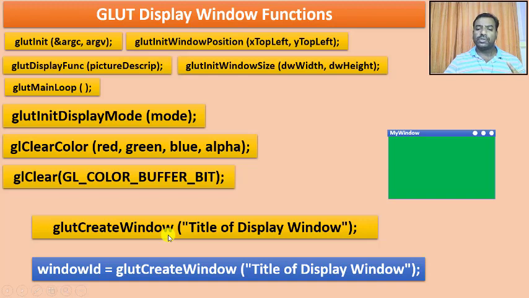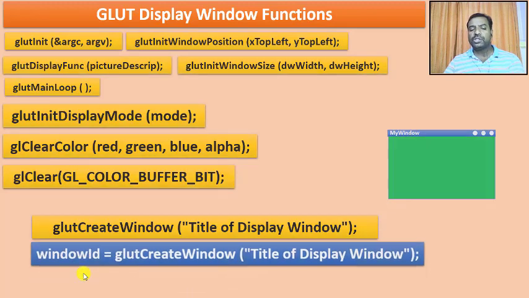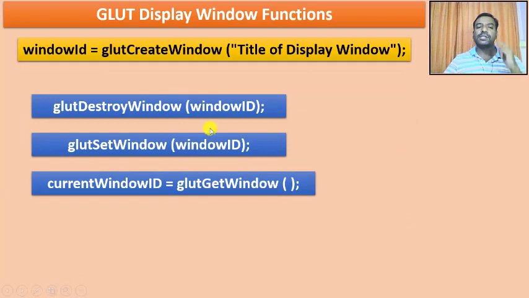So remember, glutCreateWindow can be used to just create the window, and you can ignore the reference of the window. If you want to work with the window in a more strategic way, you can hold the reference in a variable. And once you have a reference, there are a few things you can apply to a window.